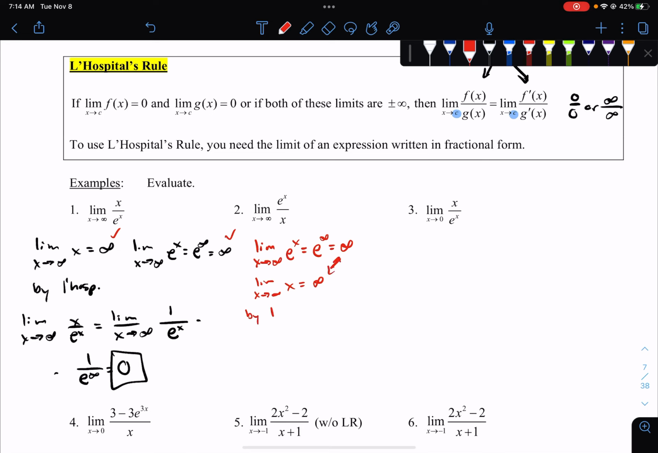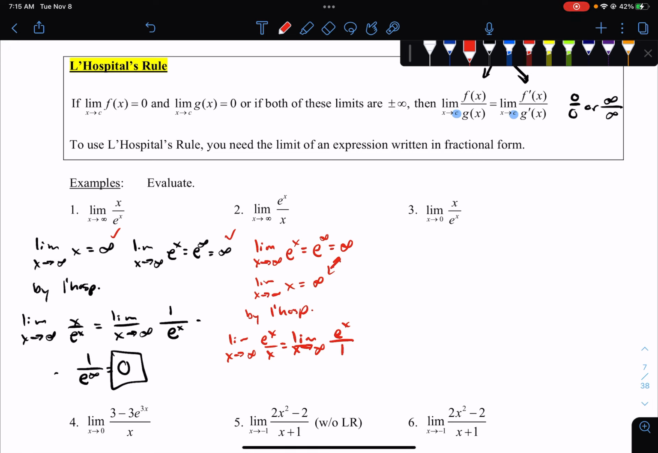So by L'Hopital, the limit as x goes to infinity of the original, e to the x over x, is equal to the limit as x goes to infinity of the derivative of the top, which is e to the x. The derivative of the bottom is just 1.